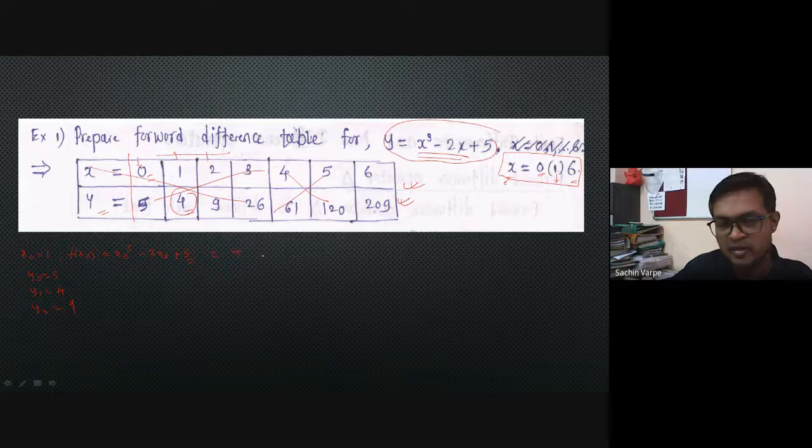And now we prepare a forward difference table consisting of x values, then y values, then delta y values, then second order, third order and so on, until we get the last value. Look, these are 0 1 2 3 4 5 6 and corresponding y values are 5 4 9 26 61 120 and 209, right?